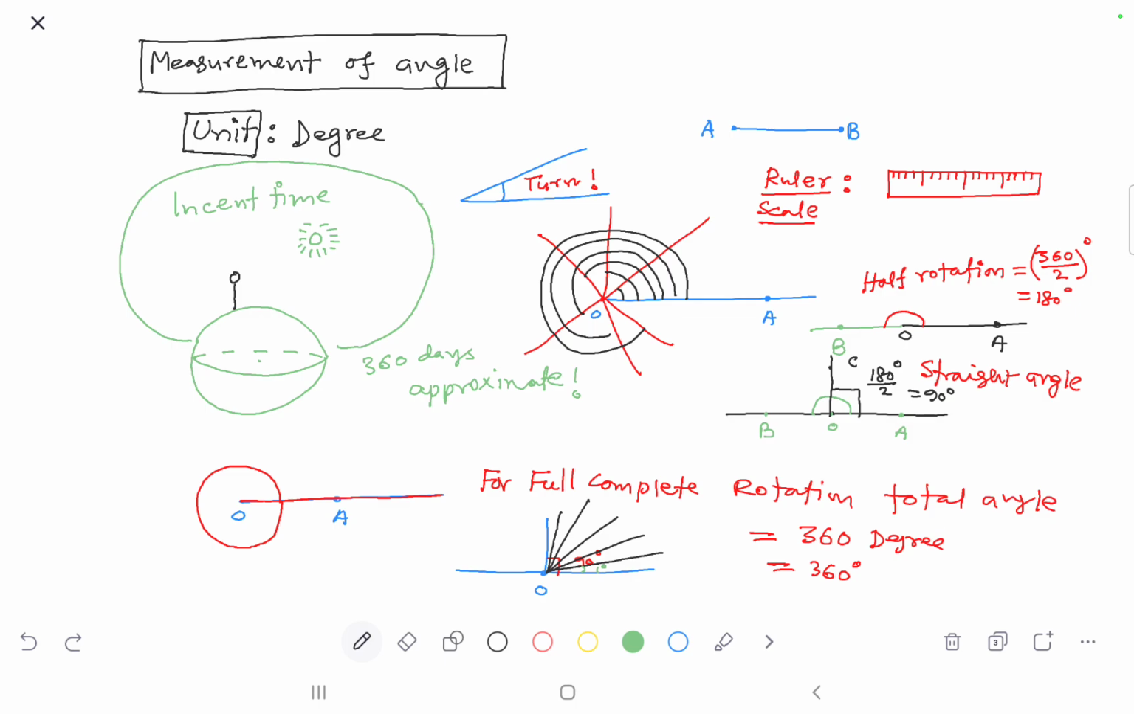Any question, Muhammad, from here? No. Okay. Why did they take 360 degrees for a full complete rotation? Because of astronomy. Because they considered that the Earth took 360 days to complete a rotation around the sun. From there they were motivated. Okay, got it.